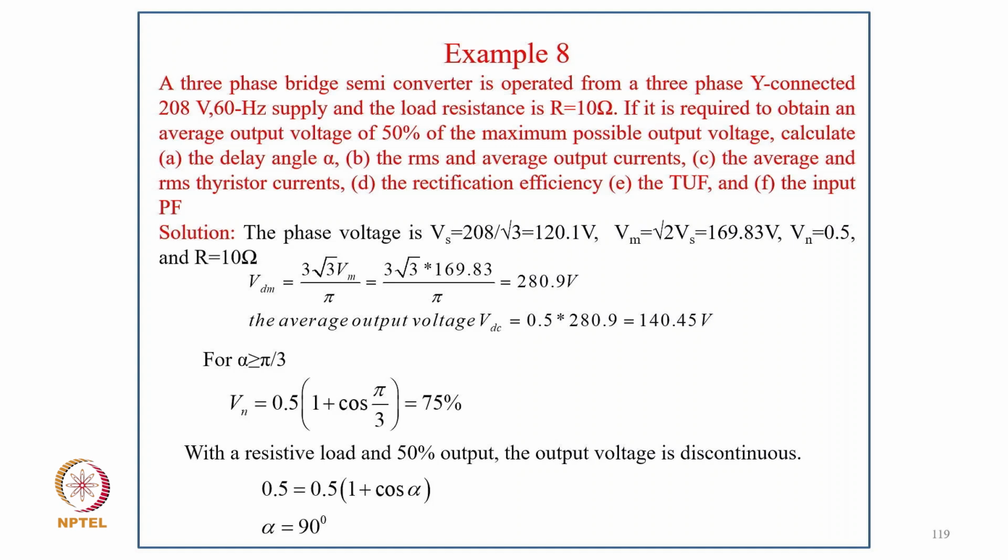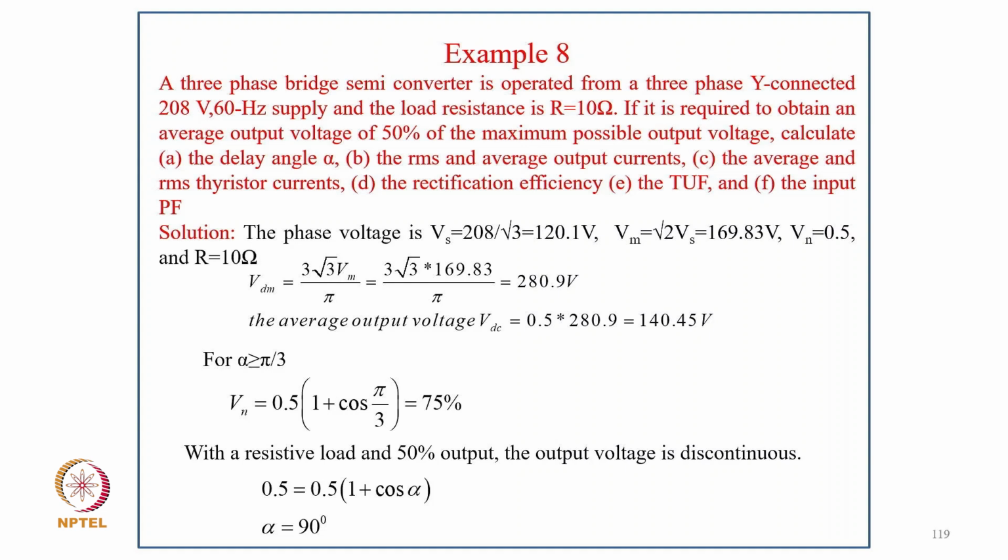Coming to example 8, a 3-phase bridge semi-converter is operated from a 3-phase star connected 208 volt 60 hertz supply with load resistance R equal to 10 ohm. If it is required to obtain an average output voltage of 50% of the maximum possible output voltage, calculate the delay angle alpha, the RMS and average output current, the average and RMS thyristor current, and the rectification efficiency, transformer utilization, and input power.